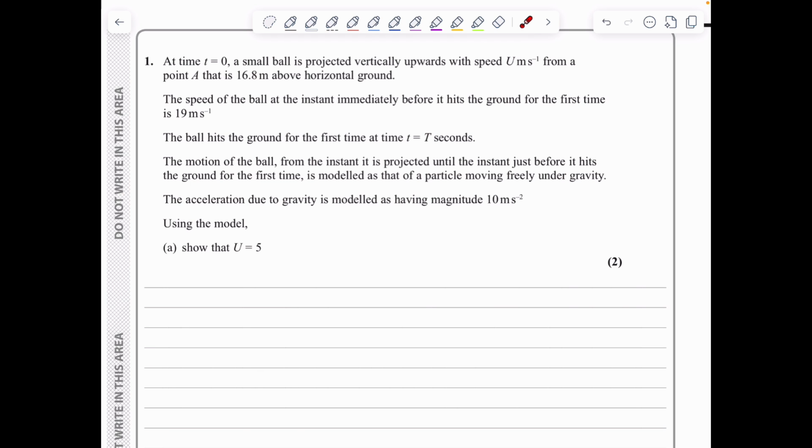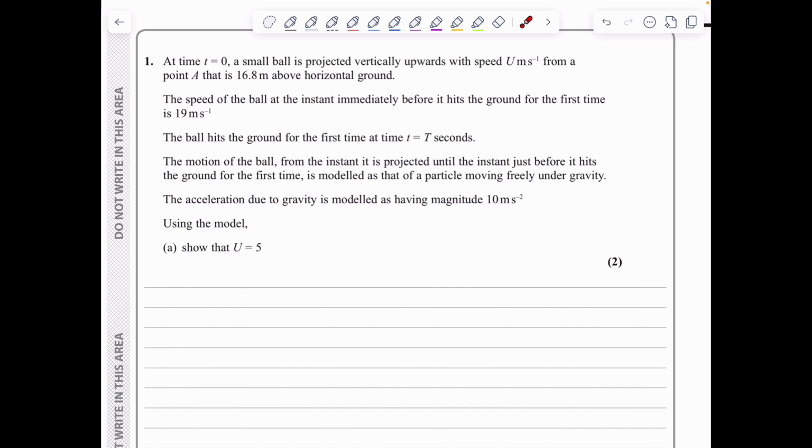In question 1, we are told that at time t is 0, a small ball is projected vertically upwards with a speed of u meters per second from a point A that is 16.8 meters above horizontal ground. Now the speed of the ball at the instant immediately before hitting the ground for the first time is 19 meters per second, and the ball hits the ground for the first time at capital T seconds.